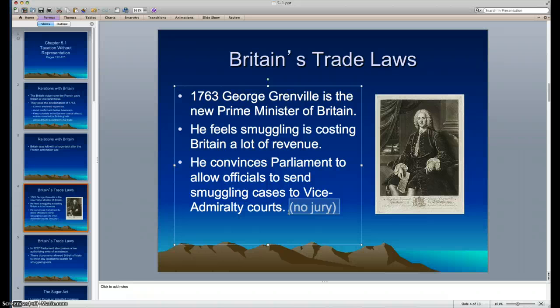Well, he is unhappy with this. So what does he do? He wants to send it to a military court where he can kind of control what's going on, and he knows that people in the military, or in the Navy in particular, will convict smugglers because they're fighting against it also.